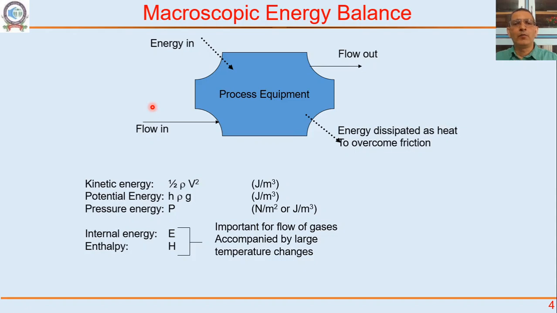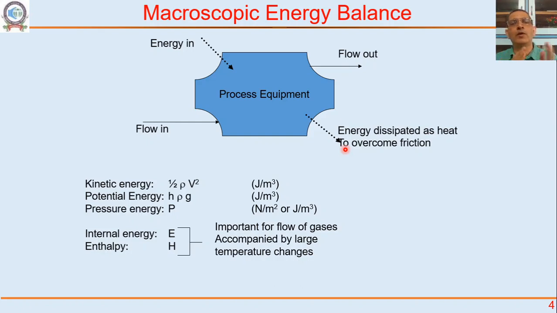What we are going to talk about is any equipment, right? This could be a pipe, a compressor, a pump, some reactor, some distillation column, whatever that equipment may be. Some flow is going to come into that equipment, some flow is going to go out of that equipment. We might supply some energy to that equipment, and some of the energy would be dissipated as heat, as in overcoming friction within that equipment.